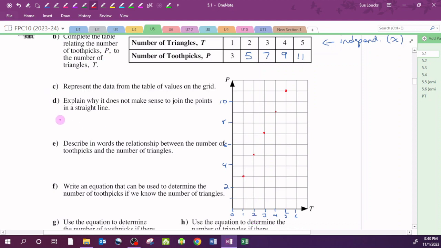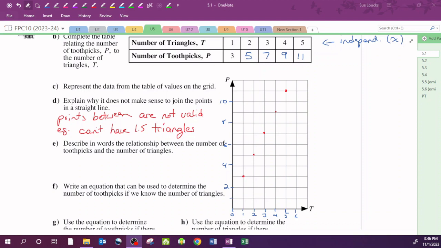So the way I'm going to write that is that the points between are not valid. Try and write legibly. They are not valid. Example, can't have 1.5 triangles. Right? You can't have half a triangle. That doesn't exist. It's not a thing.